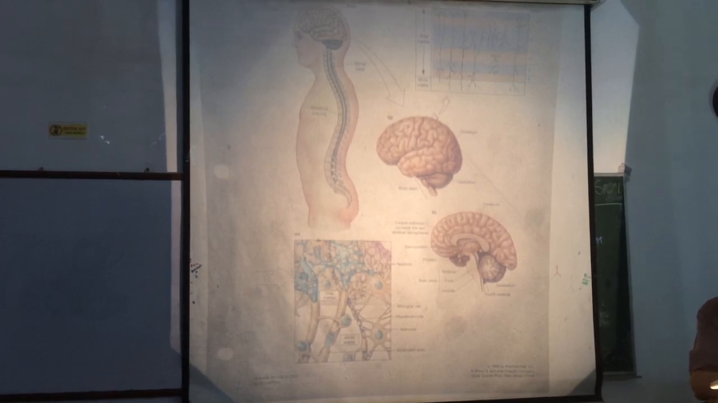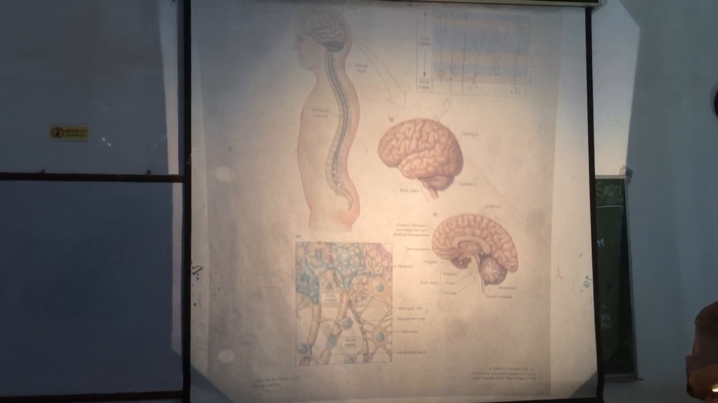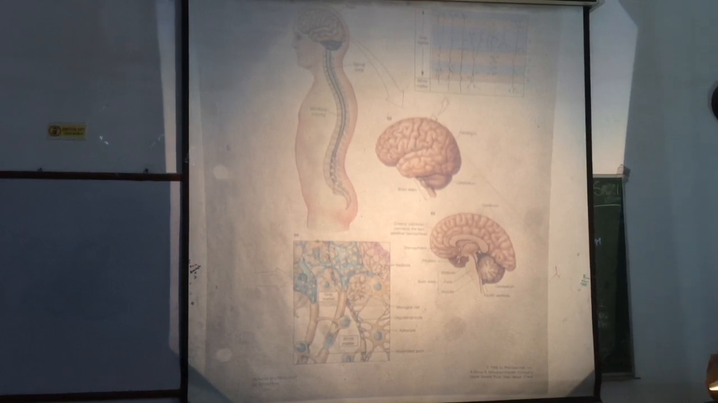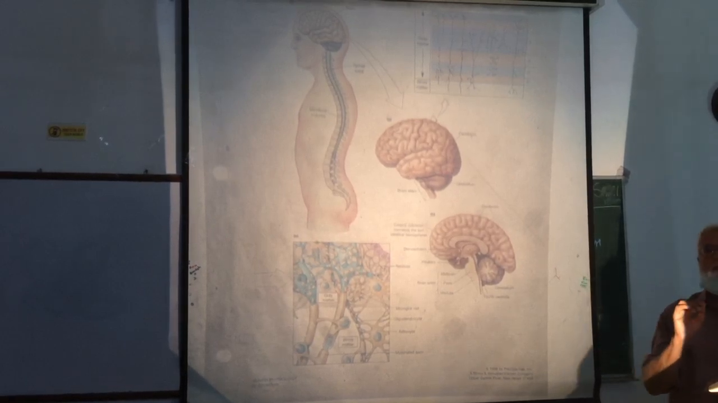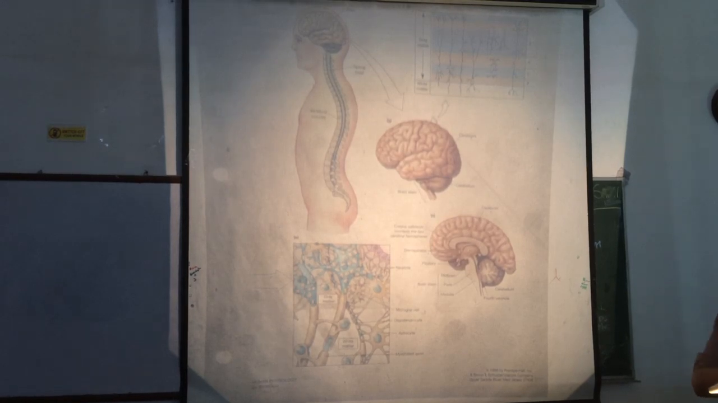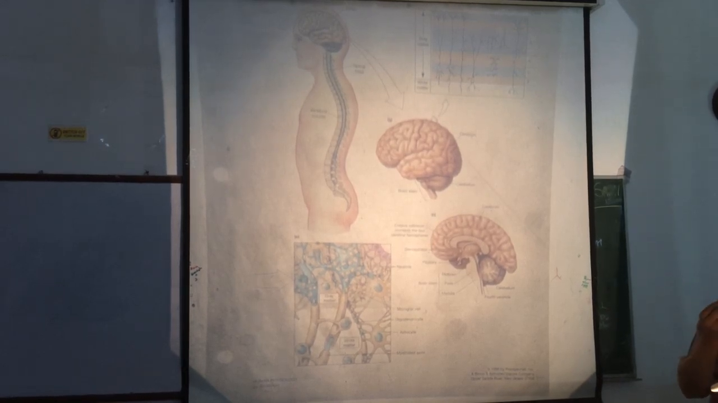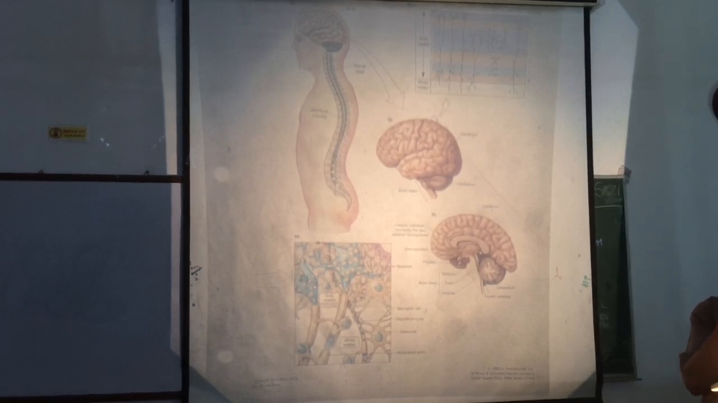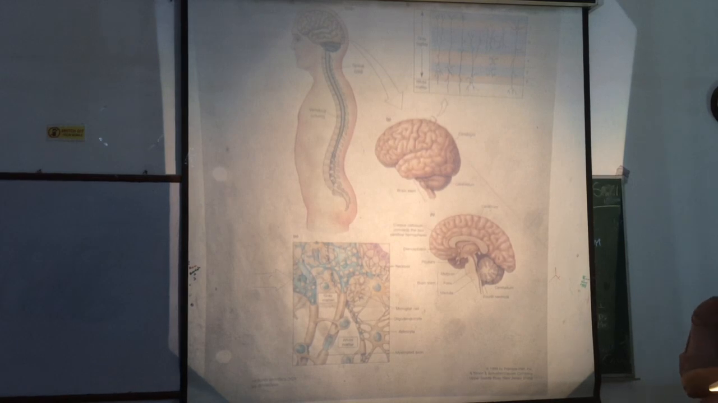Now we come to the forebrain, consisting of the diencephalon and the cerebrum. Diencephalon is a small part of the forebrain. It consists of mainly the thalamus and hypothalamus. So thalamus and hypothalamus are the main parts of the diencephalon.